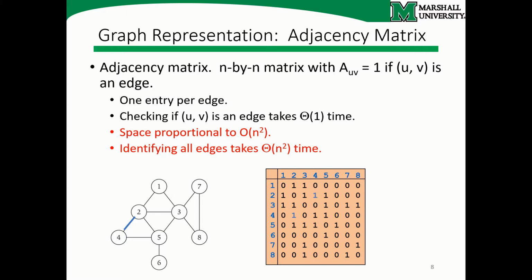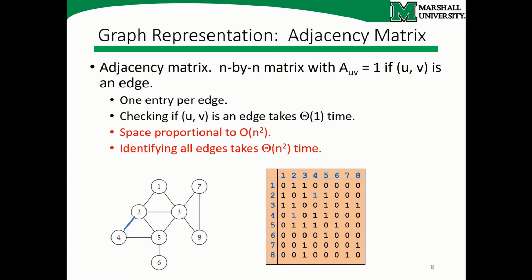In an adjacency matrix, an edge has one entry. However, if you look at the edge 2, 4 here, we put two entries. One in row 2 column 4 and another one in row 4 column 2. Why? Because for an undirected graph, the edge 2, 4 means there is an edge between 4 and 2 also.